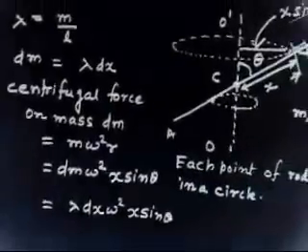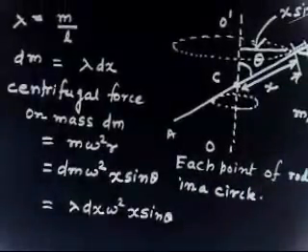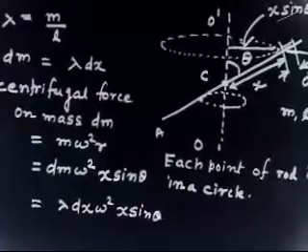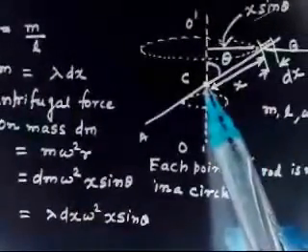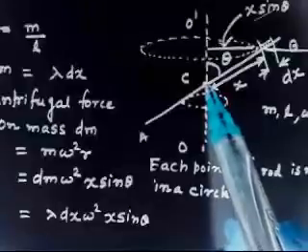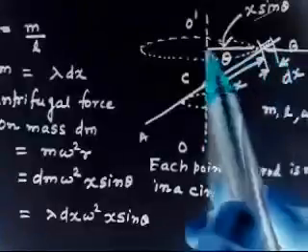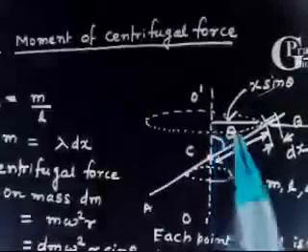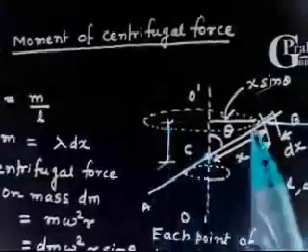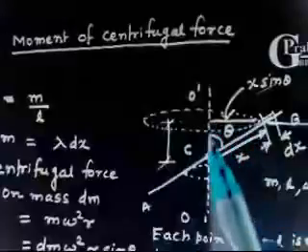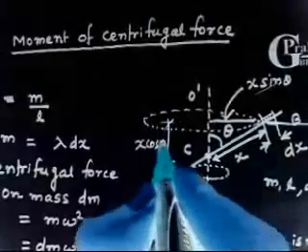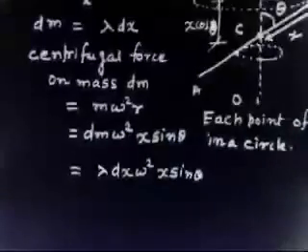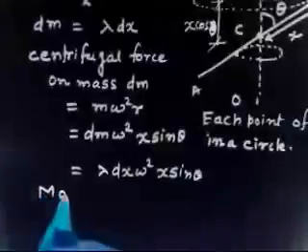Now what is the moment of this centrifugal force? The question says find the resultant moment of centrifugal forces relative to point C. So I have to find the moment of centrifugal force about point C. What is the perpendicular distance of this force from the center? You can find this distance. This is x sin theta, so this distance is x cos theta. Are you getting or not?